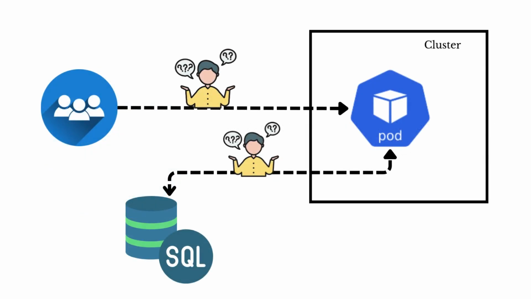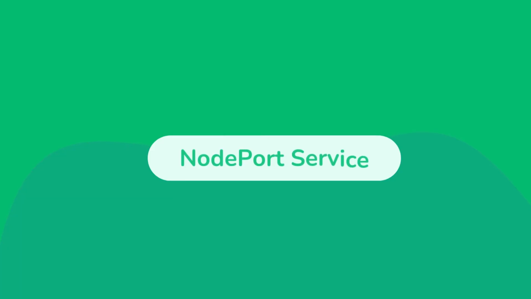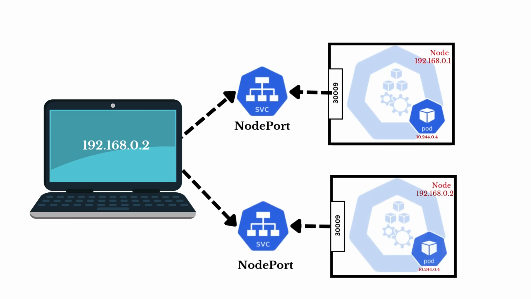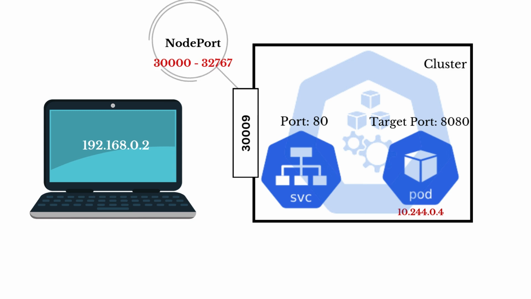But how can we access the application deployed on the pods from our browser? There comes the NodePort service. A NodePort exposes your application on each node's IP address at a static port. So we can say every node will have an IP address, and it will just open up one port so that we can communicate with it, making it accessible from outside the cluster. It maps an external port on the node, called the NodePort, to the service's internal port, which then routes traffic to the relevant pods.